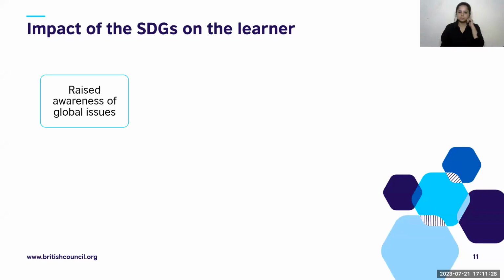The first is a raised awareness of global issues. For example, now we have climate change, very frightening effects of climate change. We have flooding all over North India. We have soaring temperatures in Europe. We have an ongoing war in Ukraine. Now, if you're going to be raising these issues in the classroom, then there is raised awareness.